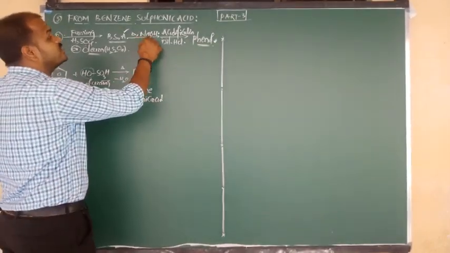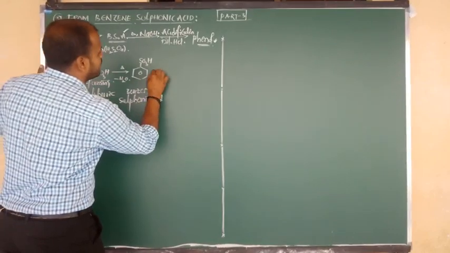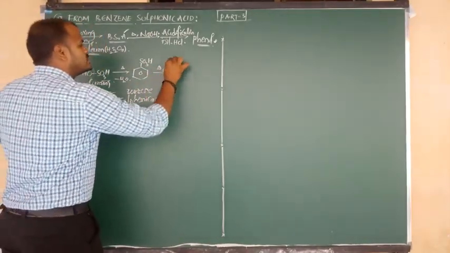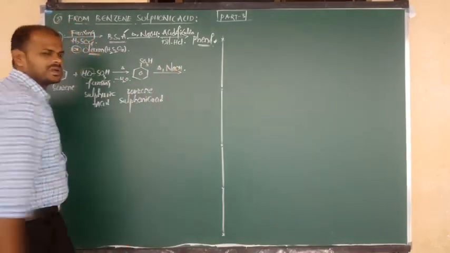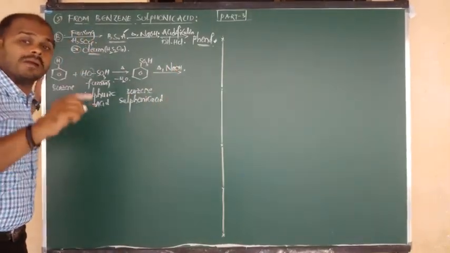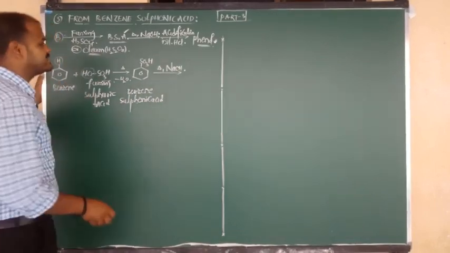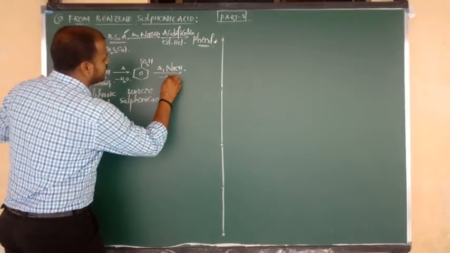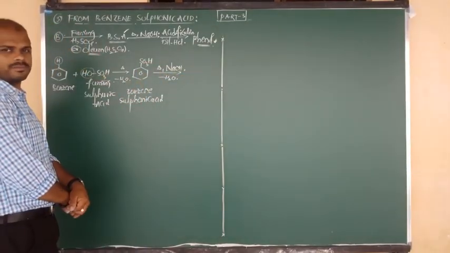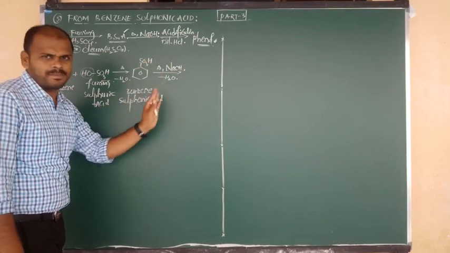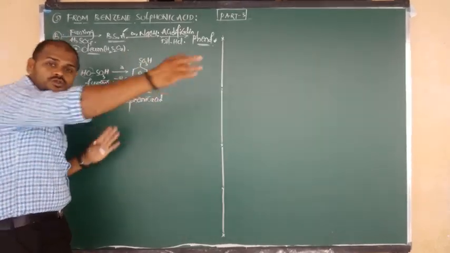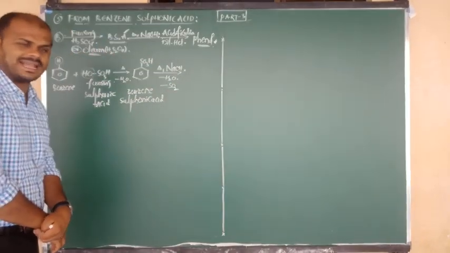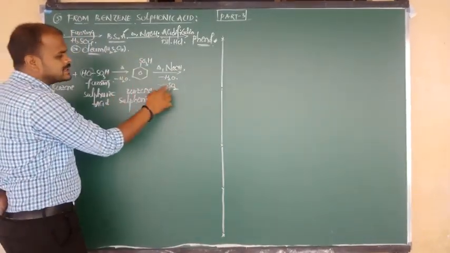It upon fusion with sodium hydroxide, that is, heating with sodium hydroxide, what will happen? Listen carefully. H plus combines with OH minus and is eliminated in the form of water. And in presence of such a strong base, the SO3 group is eliminated in the form of SO2, sulfur dioxide. SO3 changes into SO2.